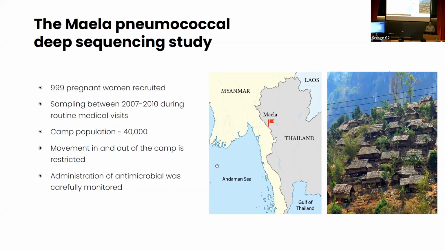Initially, this study involved the recruitment of just under 1,000 pregnant women from a camp with an overall population of around 40,000. So it's a fairly large camp, but the size of the camp is still quite restricted. I think at its largest the distance is about 4 kilometers in length. But crucially for this study, movement in and out of the camp is quite heavily restricted, and the administration of antimicrobials to people within the camp is very carefully monitored. So we have a pretty good idea of when people take antibiotics and exactly what they've taken.